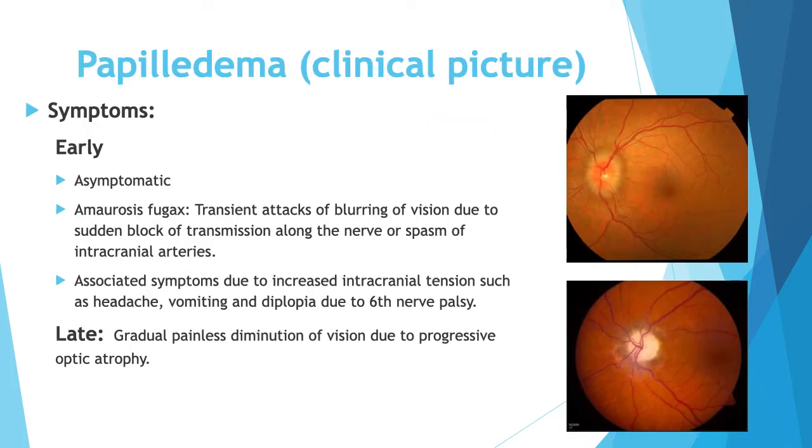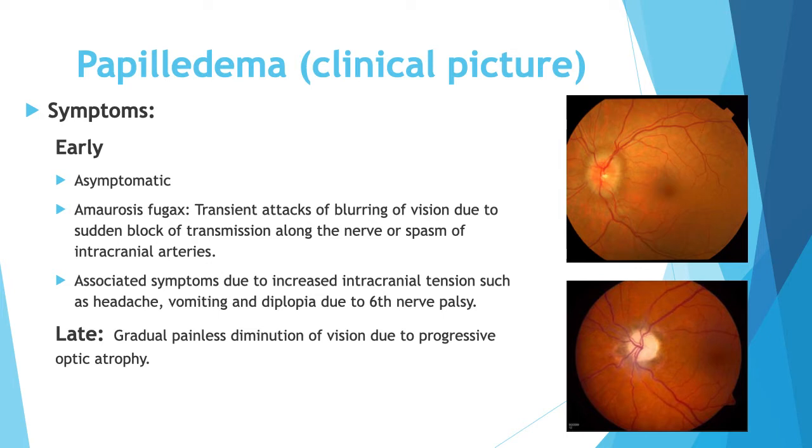Clinical picture. What is the clinical picture? How does the patient come in? The patient sometimes is not complaining. There is not much complaint, especially in early cases of papilledema like this. There is mild pressure. Sometimes they don't complain. They don't report any complaint, but you discover this accidentally.